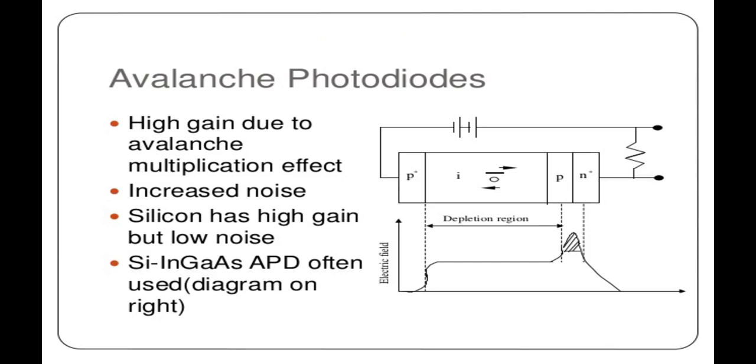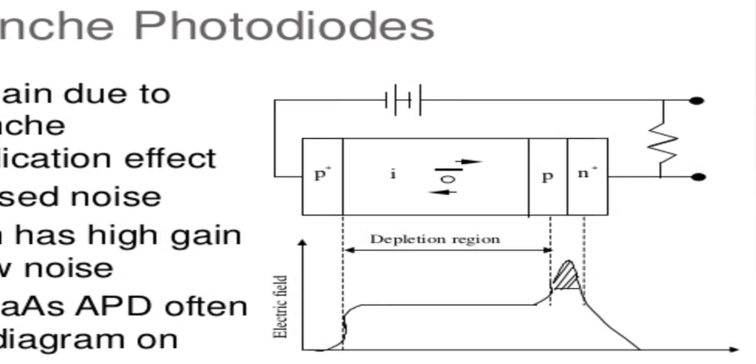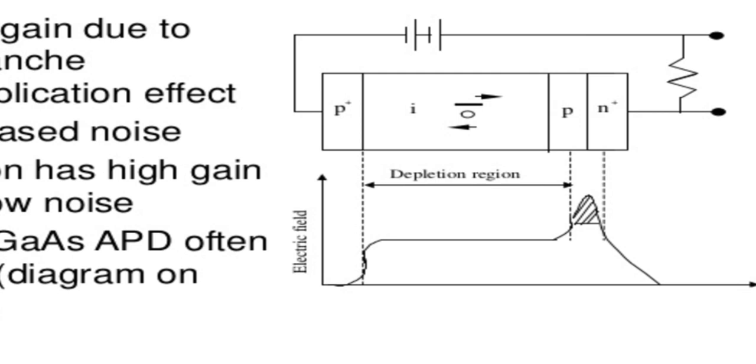Here is the construction diagram. Due to the avalanche multiplication effect there is high gain, but it also increases the noise. Silicon has high gain but low noise. Gallium arsenide is often used for photodiodes. Here the N material and P material are shown. The depletion region is larger depending on the electric field.